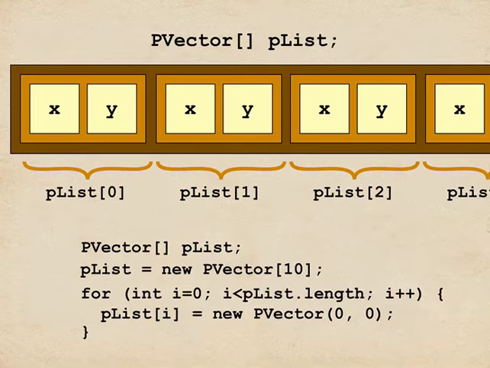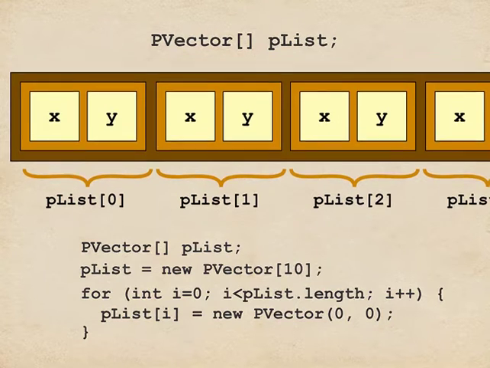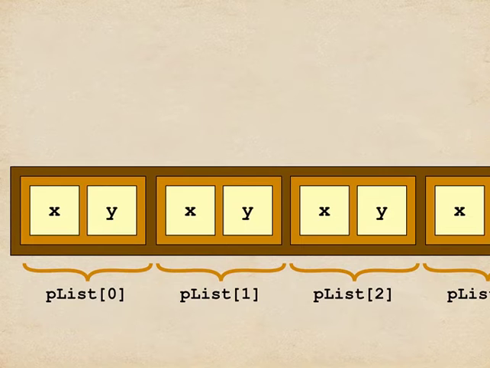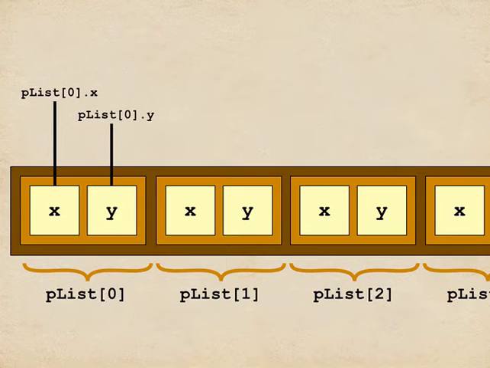Now that we've done this, how do we talk to the individual elements? Well, notice that the first element is plist sub 0, and that has an x and a y inside of it. So the x value is nothing more than plist sub 0 dot x, and we can read from that or assign to it. The y value is nothing more than plist sub 0 dot y. How about the next element? That's element 1 of the array. So that's plist sub 1.